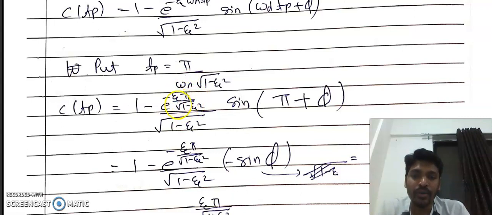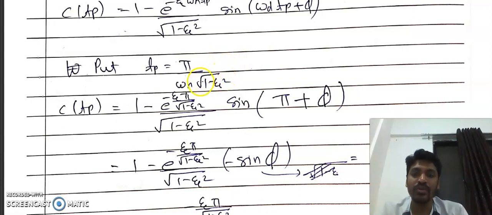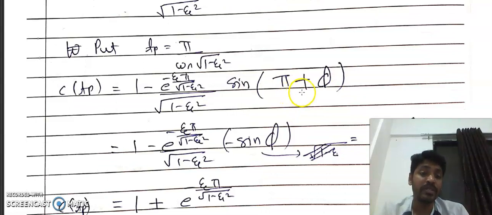Omega n and omega n will get cancelled, divided by root of 1 minus zeta square, into sine of pi plus phi. If you put Tp is equal to pi by omega d also, the formula for Tp was pi by omega d, where omega d is equal to omega n root of 1 minus zeta square. If you substitute here, that will get cancelled and it will become pi plus phi. Now what is sine of pi plus phi? Pi plus phi will be in the third quadrant. In the third quadrant, sine will be negative. So sine of pi plus phi will be minus sine phi.